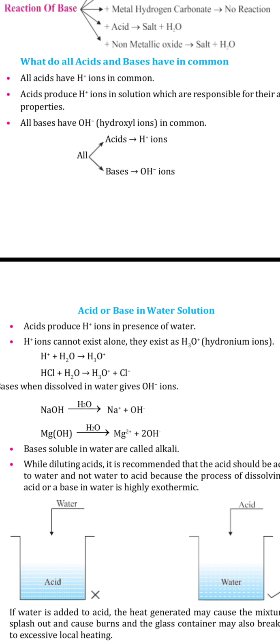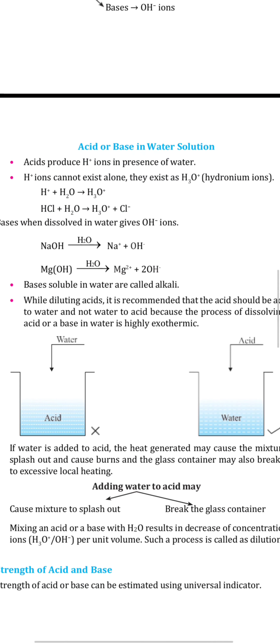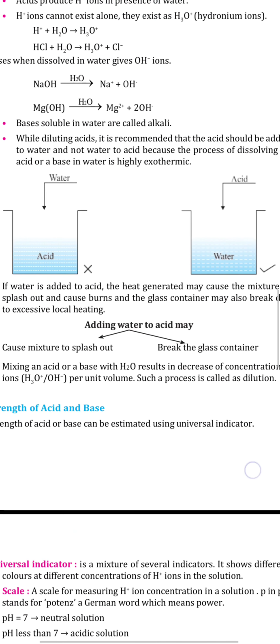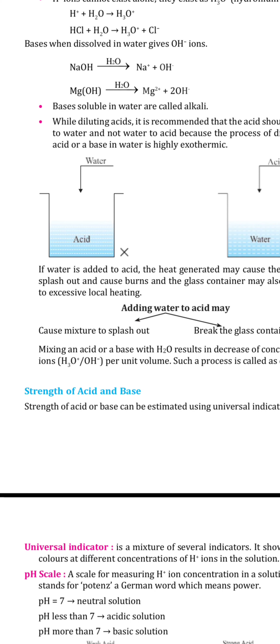Acids or bases in water solution can dissociate into H positive and negative ions and form hydronium ions. Same as when hydroxide reacts with water, they give salt plus hydroxide ion. This is the reaction, how we can express it.